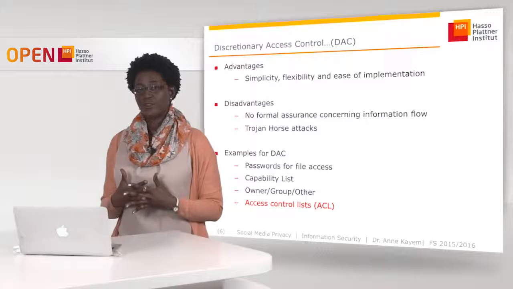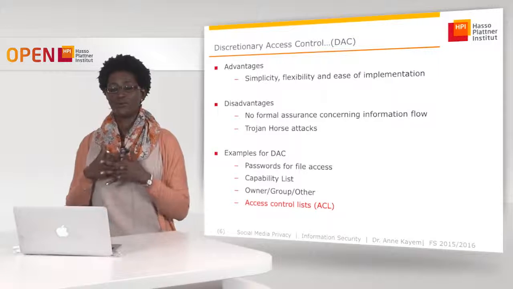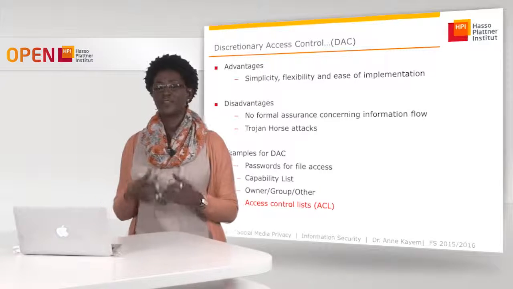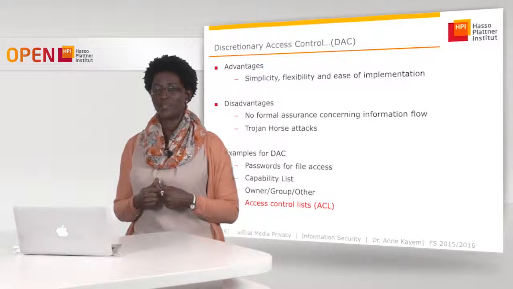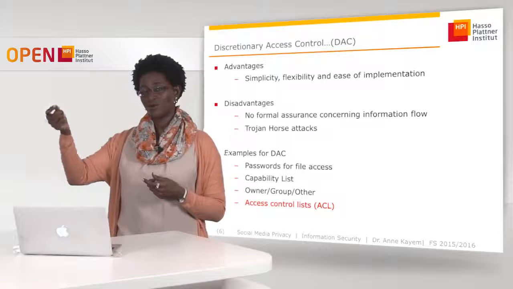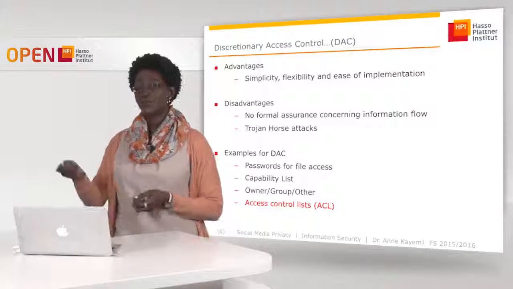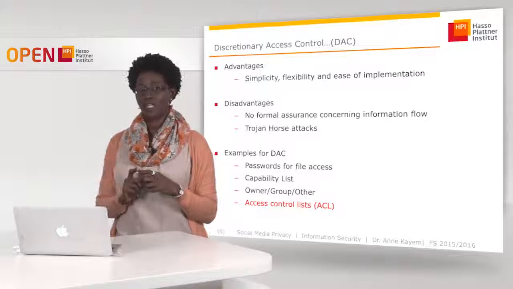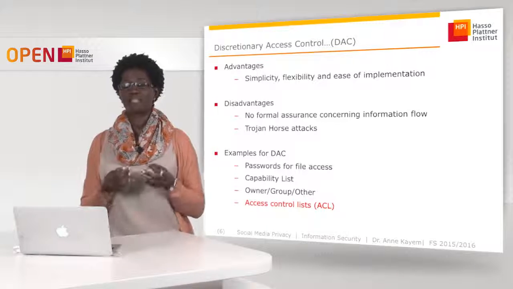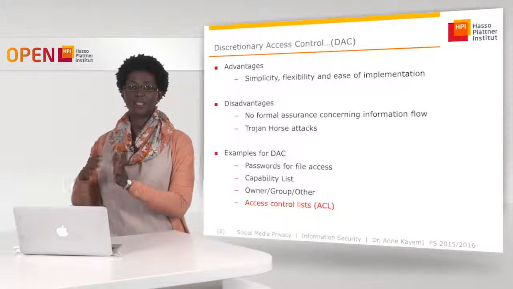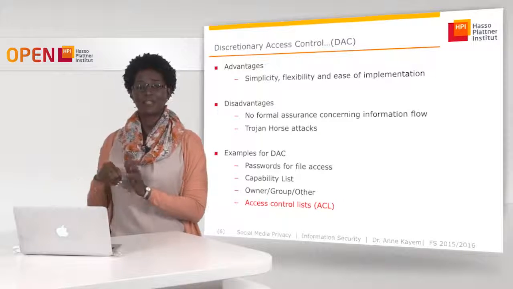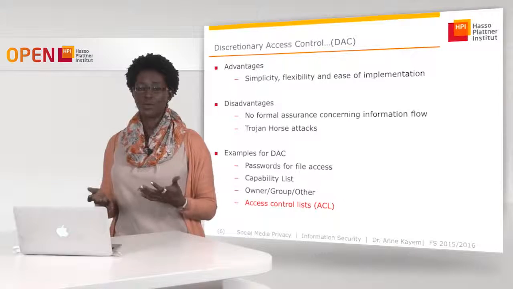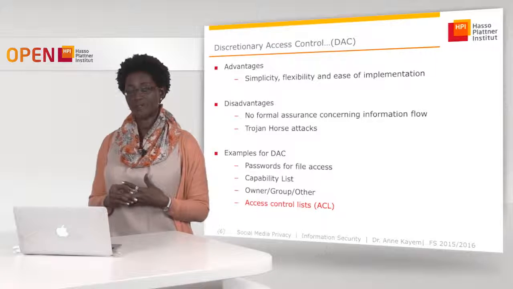Okay. The disadvantage of discretionary access control is that there is no formal assurance concerning information flow. For example, if you post a picture and your really, really good friend has access to this picture, and your really good friend is friends with your friend who is not your so really good friend, your not so really good friend can have access to the picture that you thought was private to your really good friend. Okay? And the way that this happens is that if your really good friend is not doing something right in terms of defining access control policies, they can inadvertently grant access to information that you have posted to people whom you would not like this information to be made accessible to.